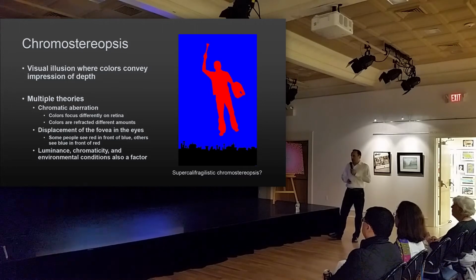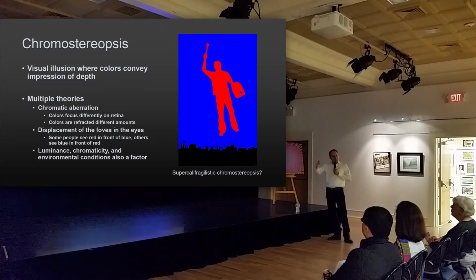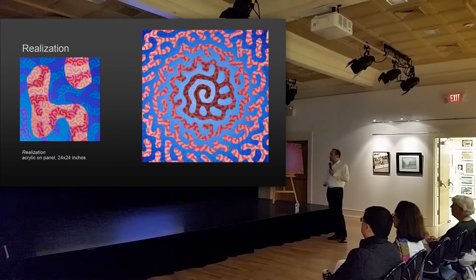Some people think that luminance, which is the amount of light coming from a painting or an object, also plays a part, as does chroma, which is the colorfulness of a color at a given luminance level, sort of how much color there is from a neutral gray at the same brightness. But those also play a role in how your brain perceives depth purely from the light that's entering the eye.